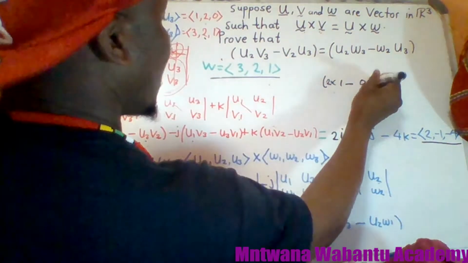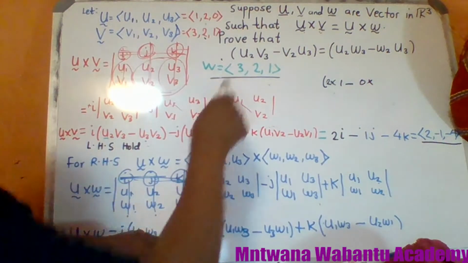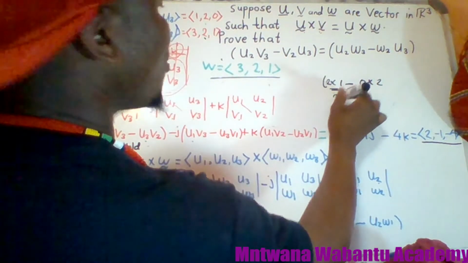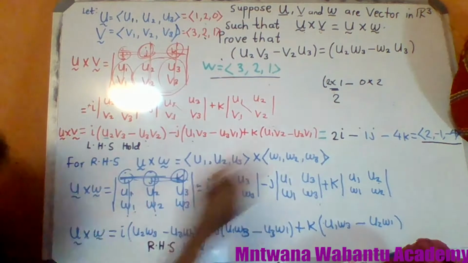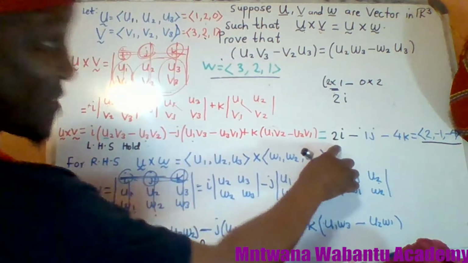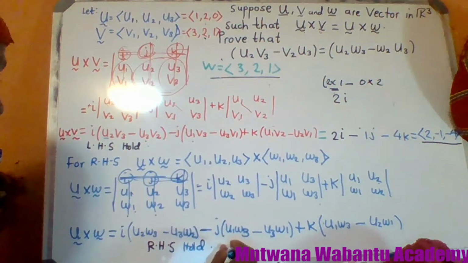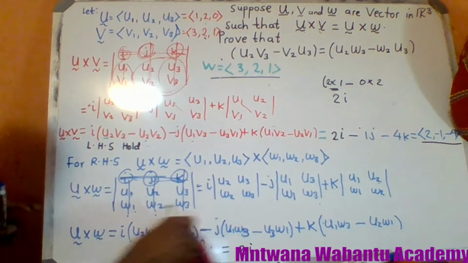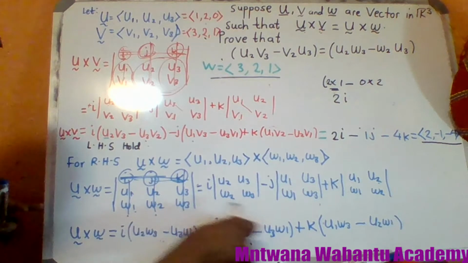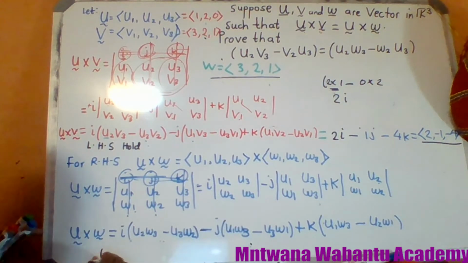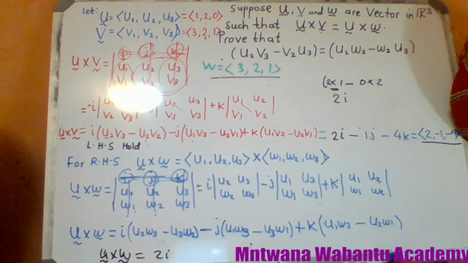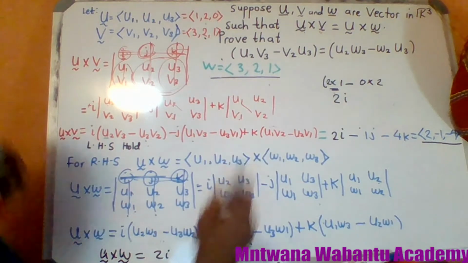u3. What is u3? 0. Multiplied by w2. What is w2? 2. So this is going to give us 2, but what? i. So 2i. You see, it gets similar. So the first one here is going to be 2i, meaning u cross w is going to be 2i. And you can see it starts to get similar now. You see what I'm saying?